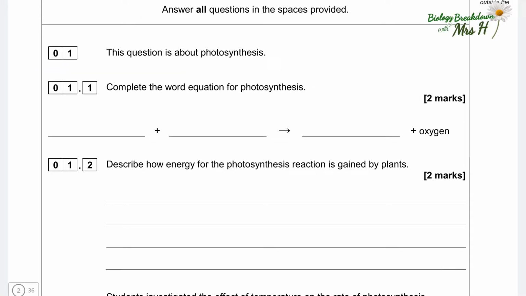This question is about photosynthesis. Complete the word equation for photosynthesis. So this is a nice fact recall. Carbon dioxide plus water, arrow, glucose plus oxygen.